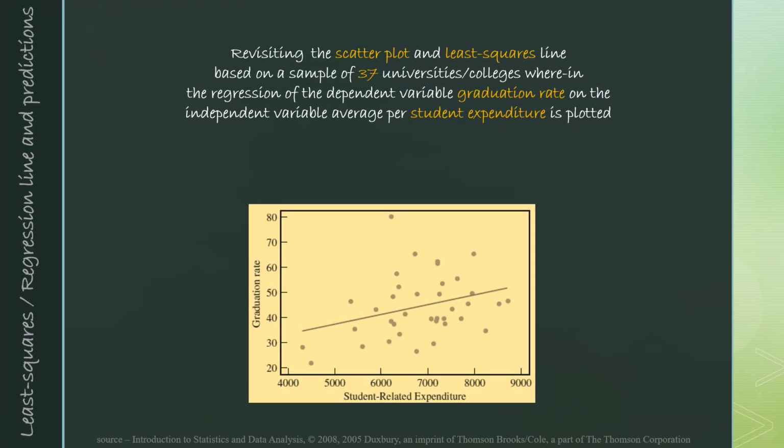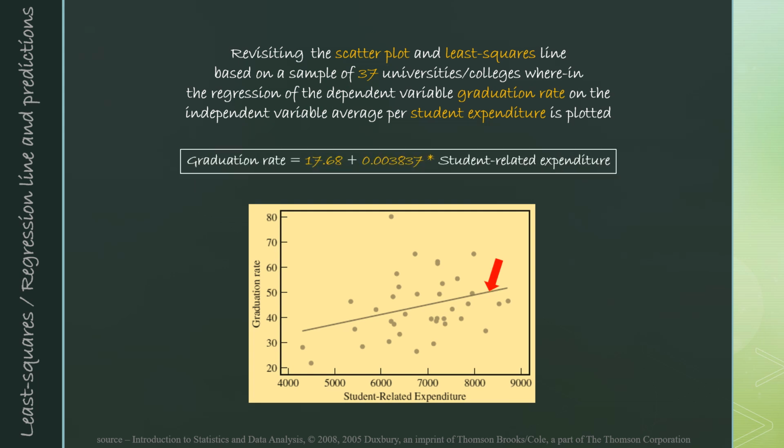Revisiting the example that we discussed in one of our previous lectures, the scatter plot and the least squares line, that is the regression line, based on a sample of 37 universities or colleges, wherein the regression of the dependent variable graduation rate on the independent variable average per student expenditure is plotted over a period of 6 years. We arrived at a least squares line that was best fitted for the sample data corresponding to the randomly chosen 37 universities as graduation rate equals 17.68 plus 0.003837 multiplied by student-related expenditure.